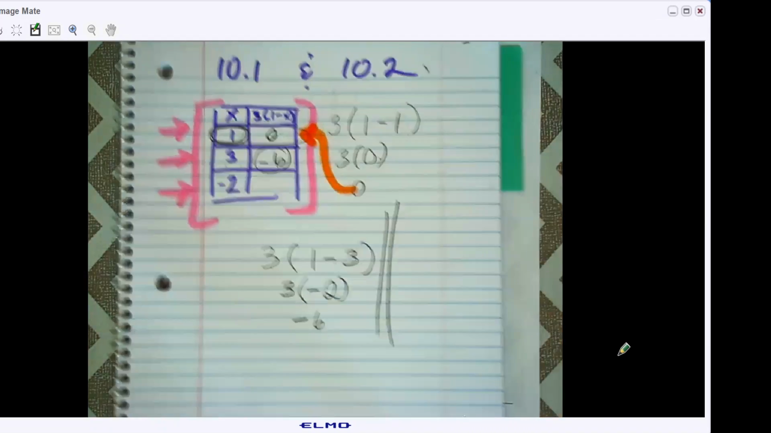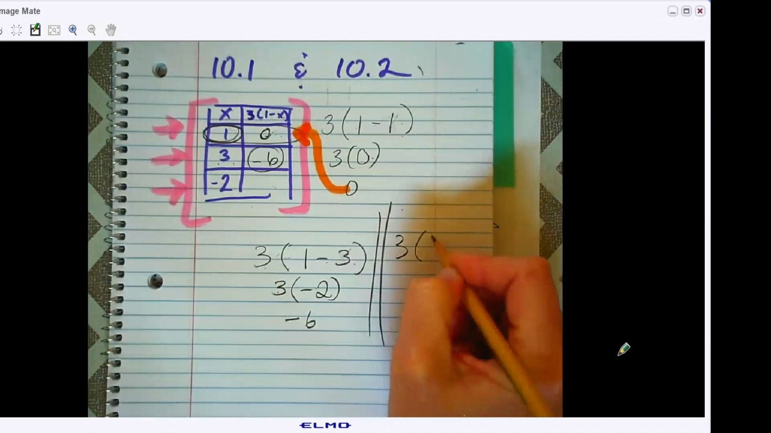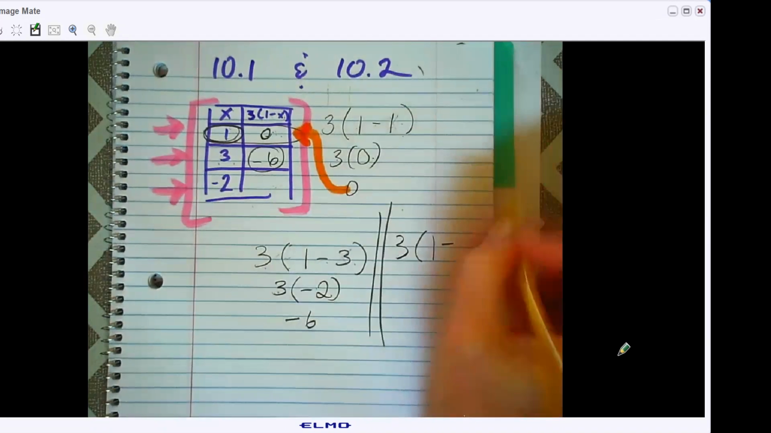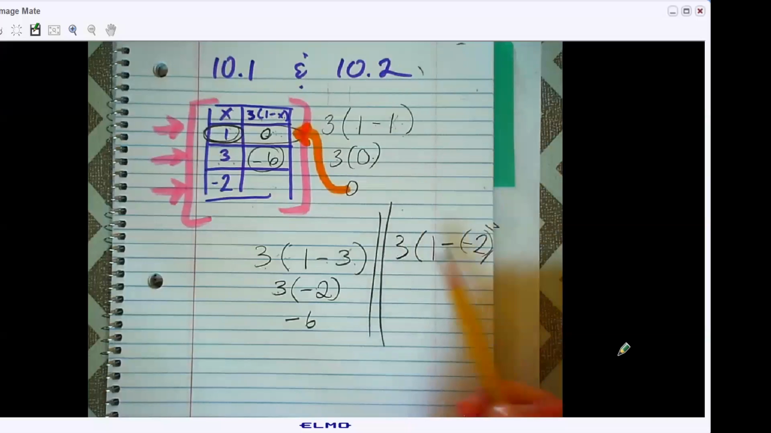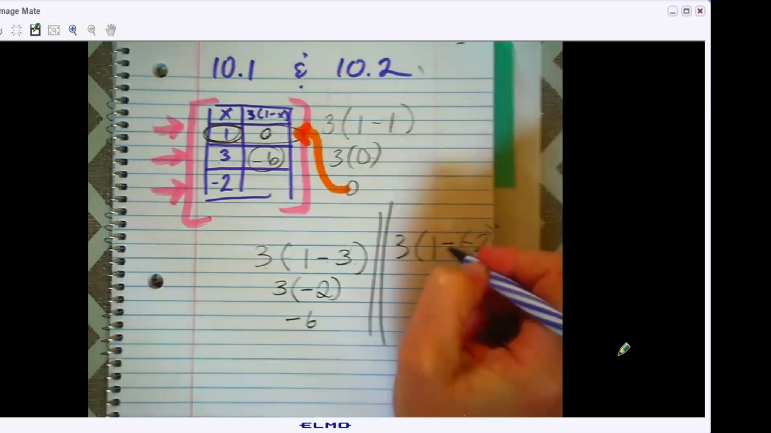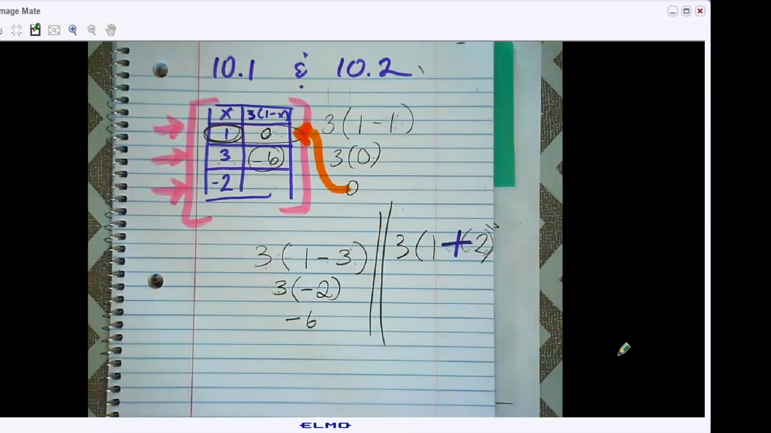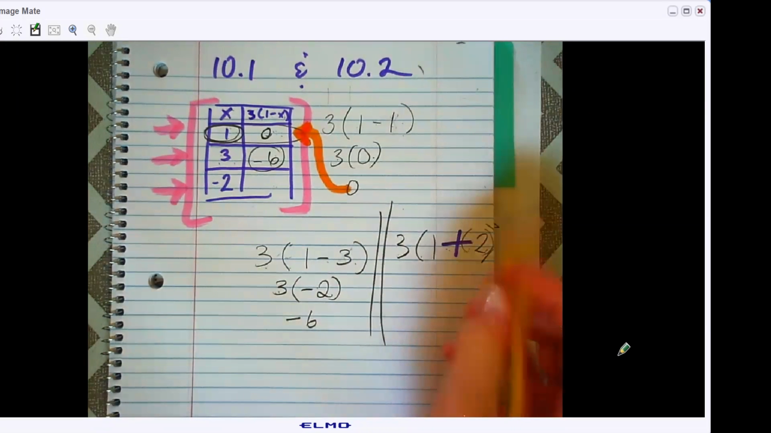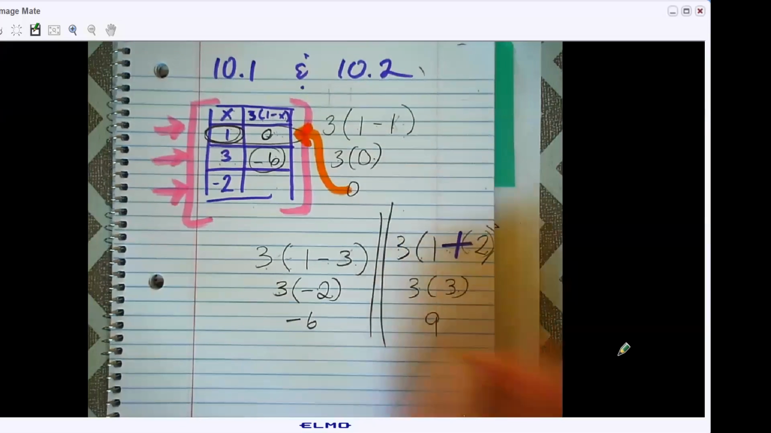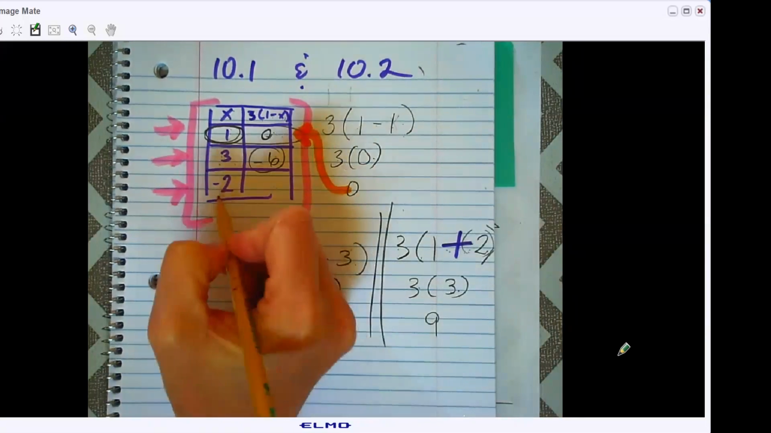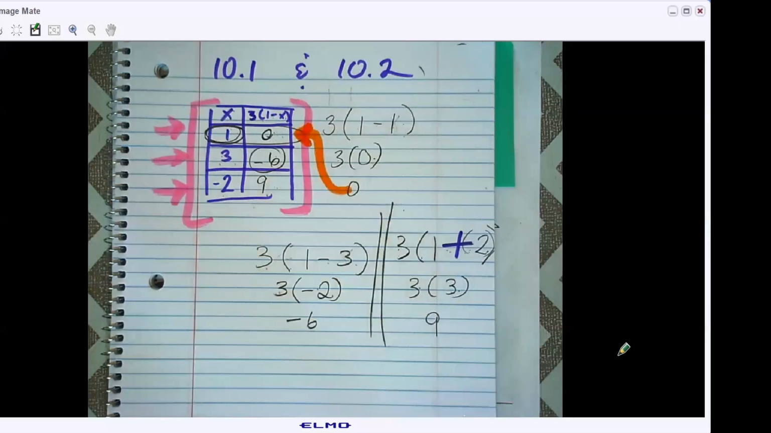I'm going to just do a little line. 3 times the quantity, 1 minus a -2. I'm going to put that in double parentheses. So 1 minus a -2. When I take away a negative, I remember I'm going to add those. So 1 plus 2 is 3. 3 times the quantity, 3 times 3 is 9. So when X is -2, this expression is going to be 9.